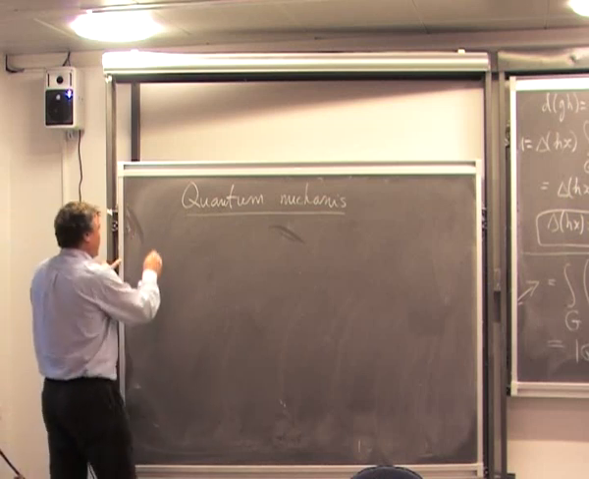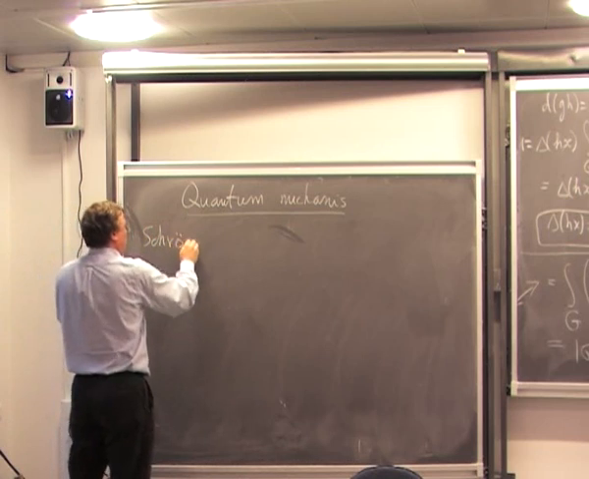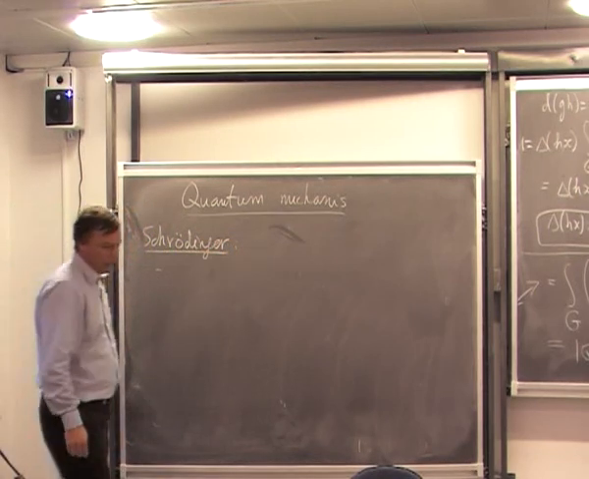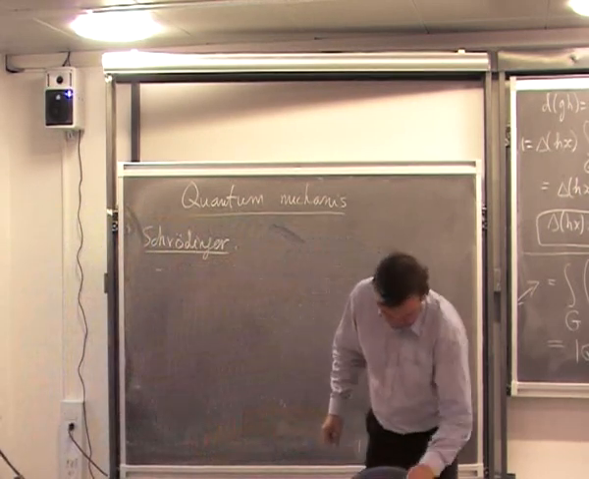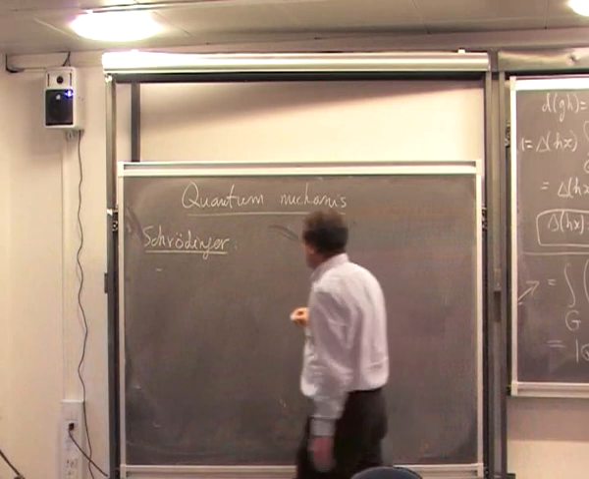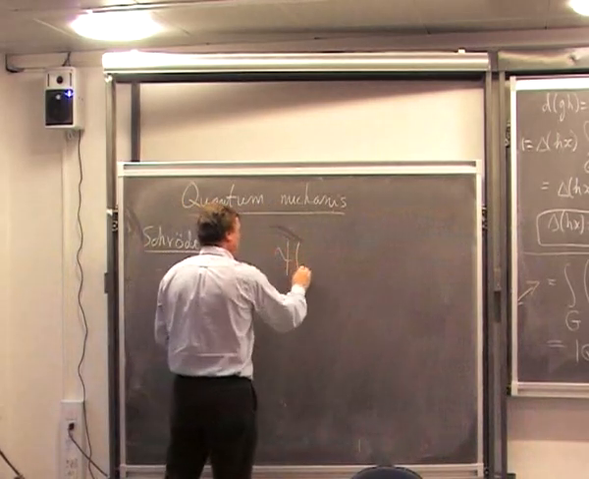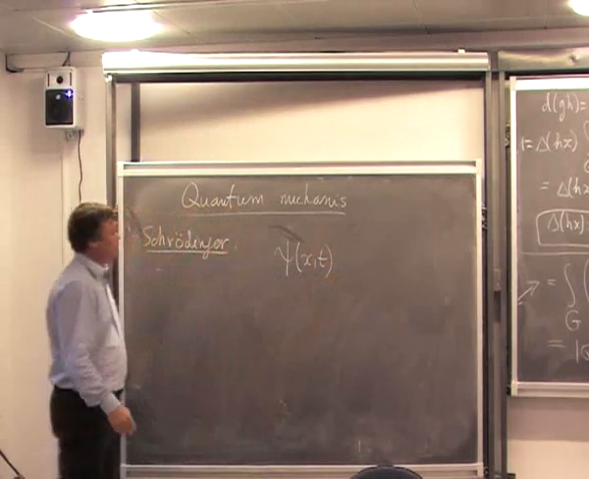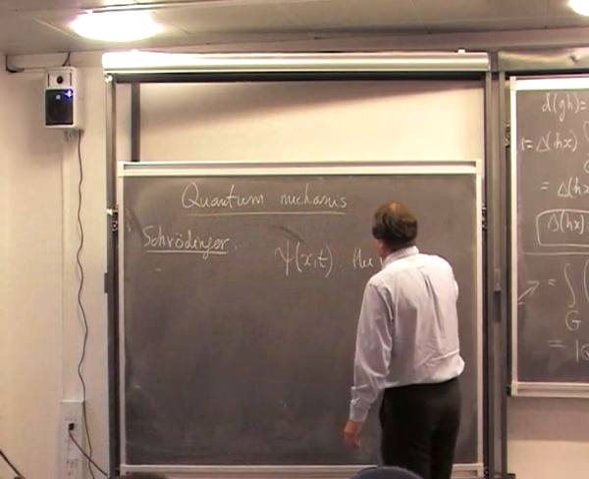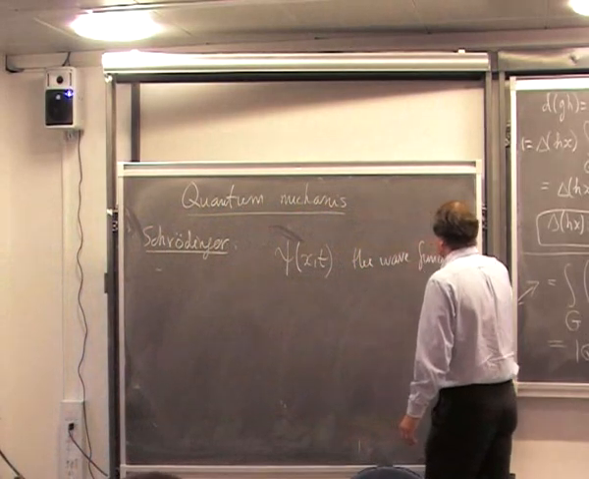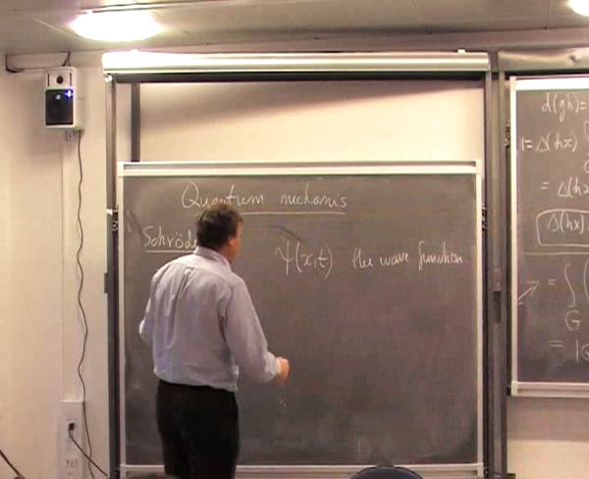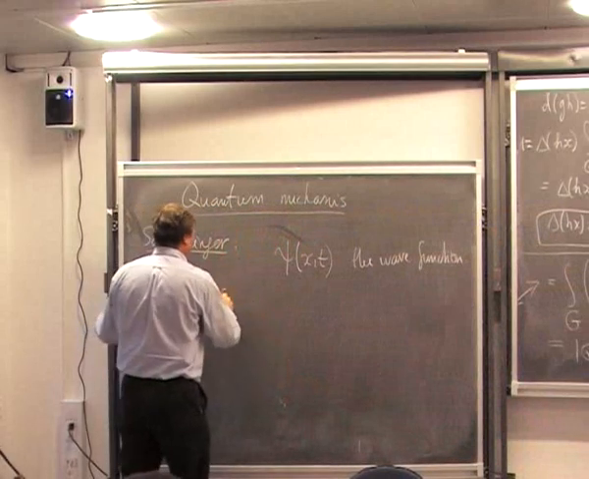So now let's go quickly through the Schrödinger picture of quantum mechanics and the semi-classical limit in the Schrödinger picture. So the main conceptual object is the wave function. So the wave function in quantum mechanics defines a pure state.